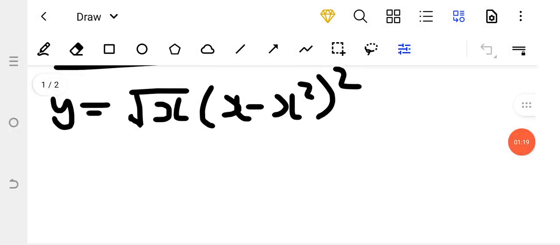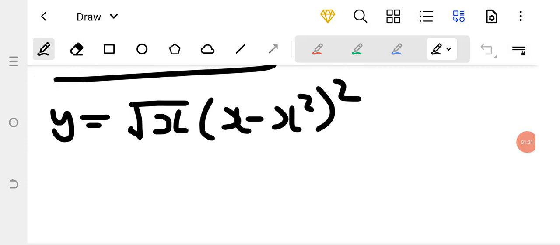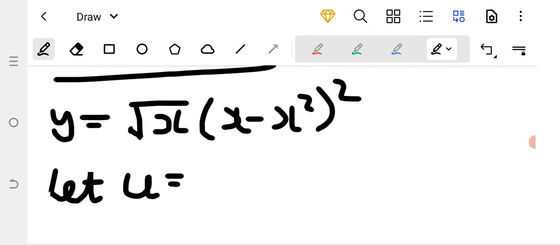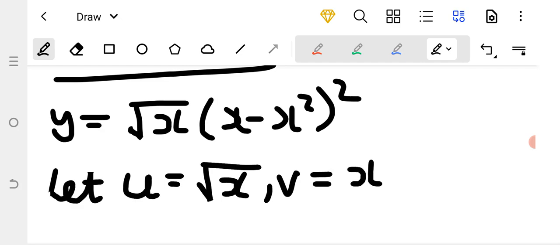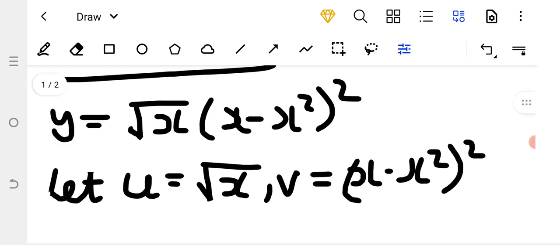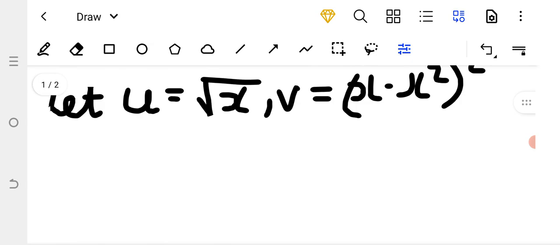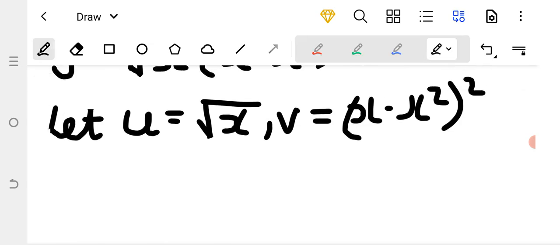I was just saving the document, sorry for that. So we'll say let u be equal to root of x, and then we'll say v be equal to x minus x squared raised to the power 2. Okay, so we're going to differentiate these functions individually.